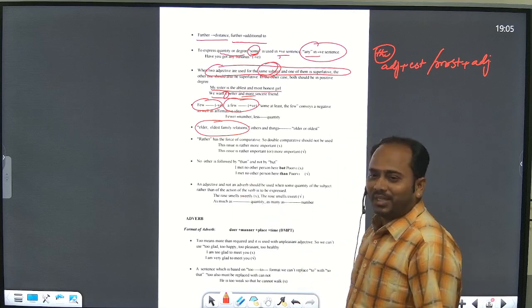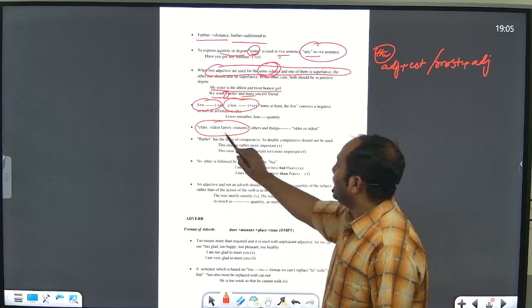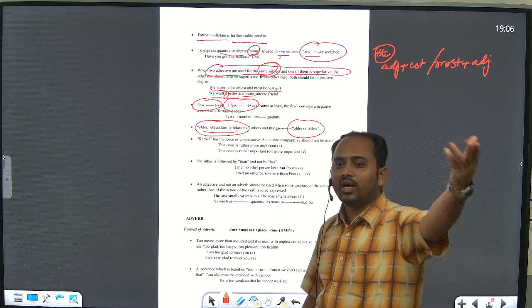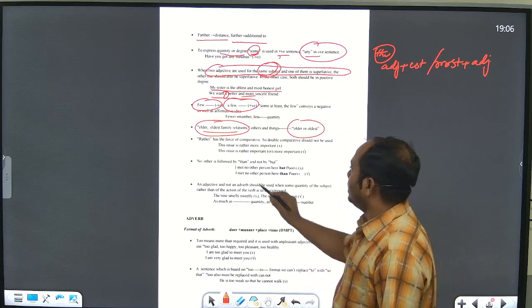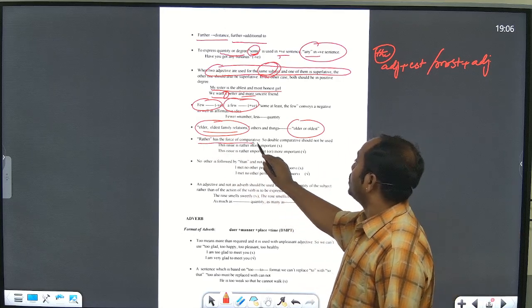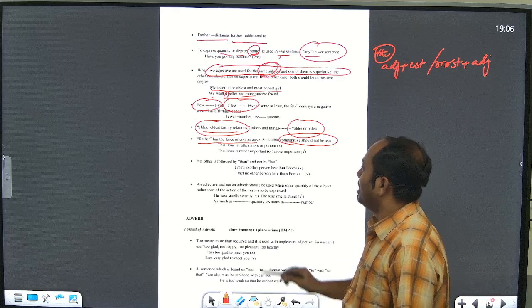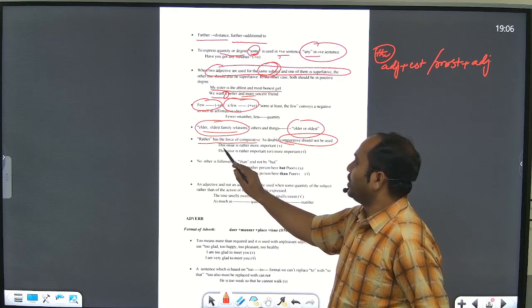You are older to me, an outside person. So elder and eldest are related to family relations, and older and oldest are related to other things. Next, rather has the force of a comparative, so a double comparative should not be used. See, if you look at the example, you can understand.